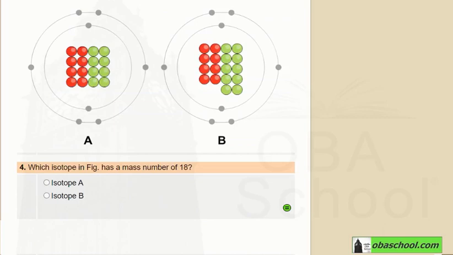Let's examine the figure to find which isotope, A or B, has a mass number of 18. So what's a mass number? Yes, it's the atomic number, Z, plus number of neutrons. So let's find the mass number of each one. So the mass number of isotope A will be 8 plus 8 equals 16, whereas the mass number of isotope B will be 8 plus 10, which equals 18. Then, isotope B has a mass number of 18.